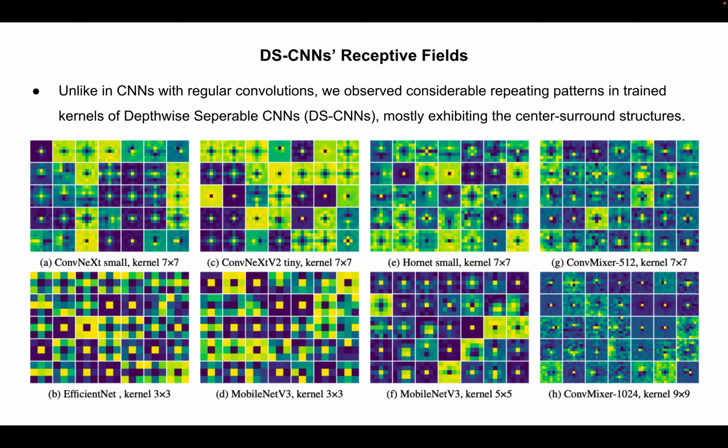Depthwise convolutions, however, exhibit a fascinating characteristic that we have uncovered. These convolutions, unlike regular ones, reveal a pattern of repeating structures in their trained kernels. This slide showcases a variety of random kernel samples from different models, ranging from MobileNet with 3x3 filters to those with larger kernels like ConvNext. Notably, a majority of these kernels demonstrate a center surround configuration, with both excitatory and inhibitory centers.